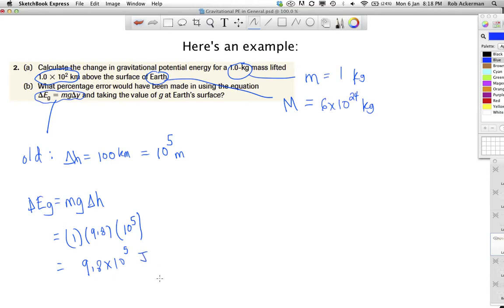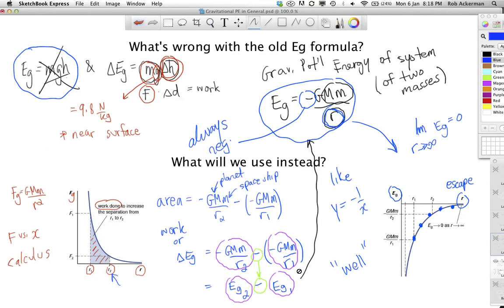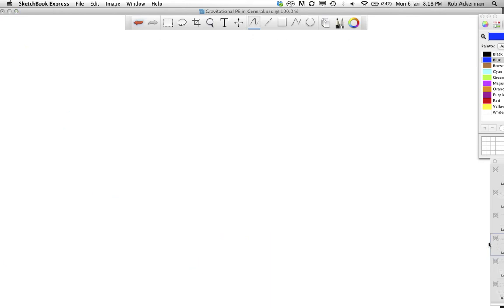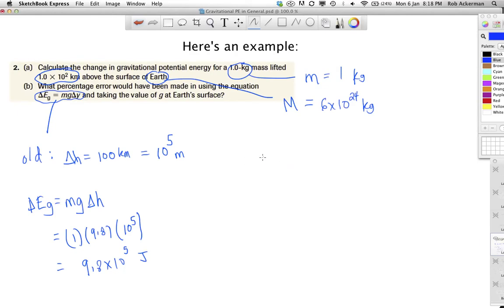Joules, of course. But let's see what you get when you use the formula that we just, quote, borrowed from calculus here. Negative GMm over r2 minus negative GMm over r1, subtracting the two gravitational potential energies. So here we go. You're going to write delta EG, and this, by the way, is the new way.